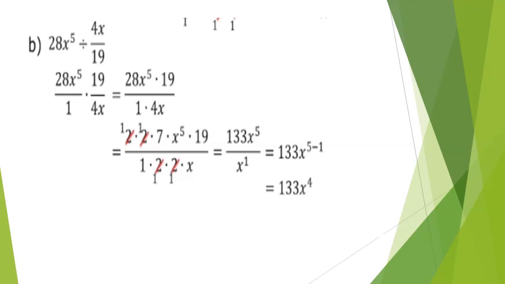So here, remember, the exponential rule: if you have the same base in a fraction, and your exponent is larger in the numerator, you're going to take that exponent in the numerator and subtract the 1 in the denominator. So you're left with 133x to the 4th power.